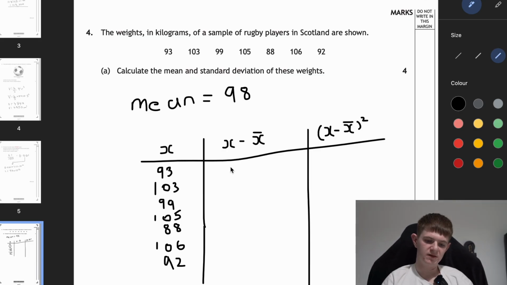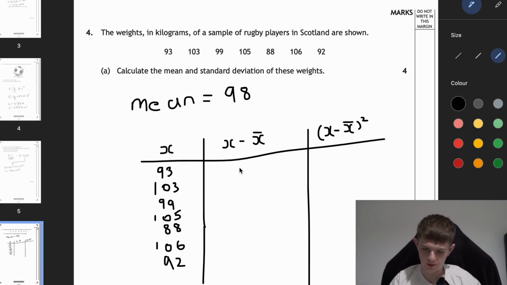Then we're going to take these away from the mean. So again, use your calculator if need be. Get negative 5 in there. We've got 5 in there. Get negative 1. We've got 1. 1 in there. We've got 7 in here. We have negative 10 in there.